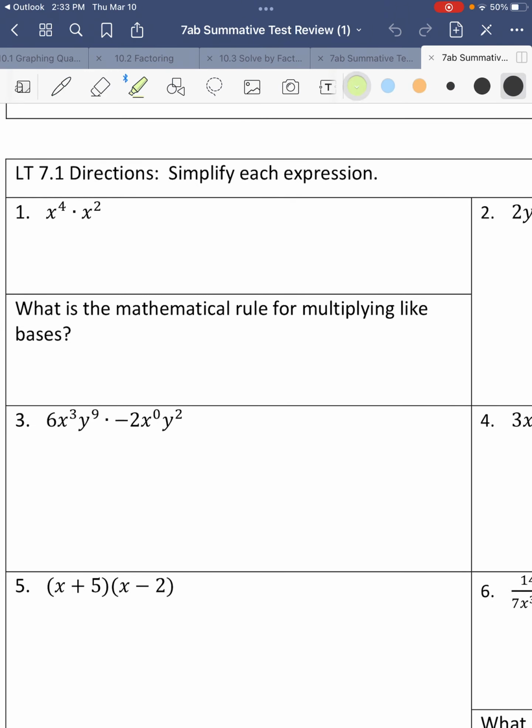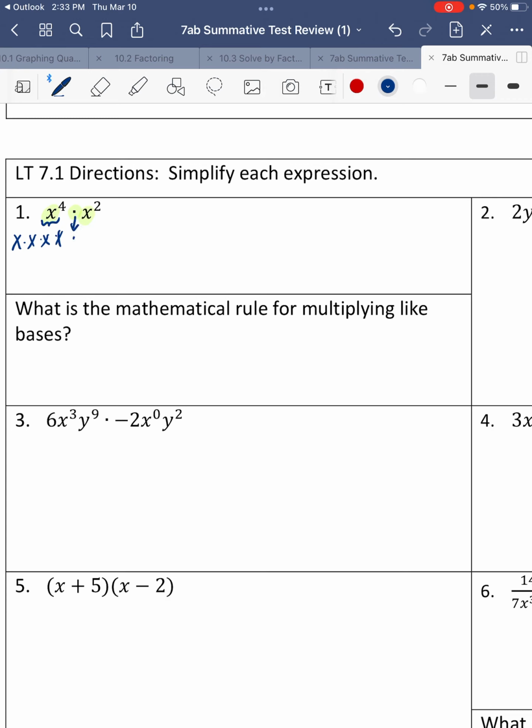So first we have multiplication of like bases. So you have multiplication of like bases. What do you do to the exponents? Well, instead of just telling you the law, what I do is x to the fourth. You break that down, that's x times x times x times x. There's 4 x's. That's what x to the fourth is, 4 x's multiplied together.